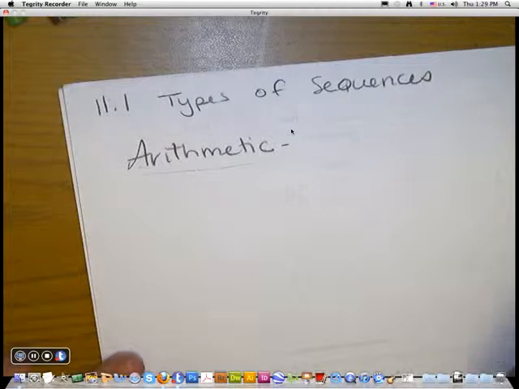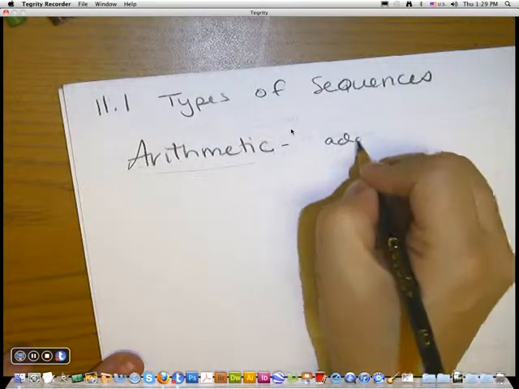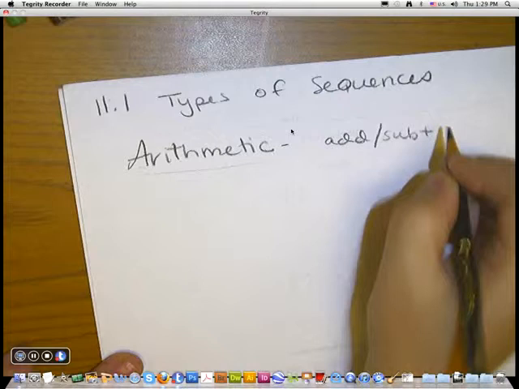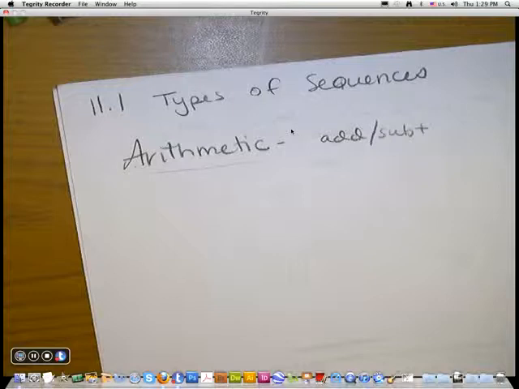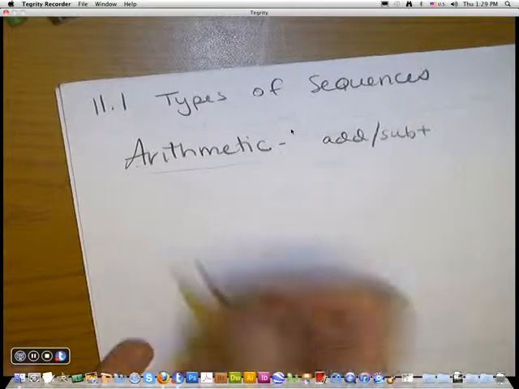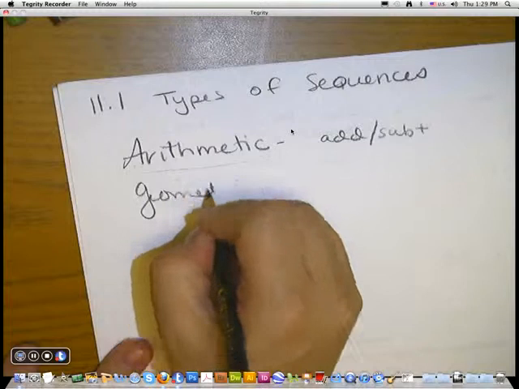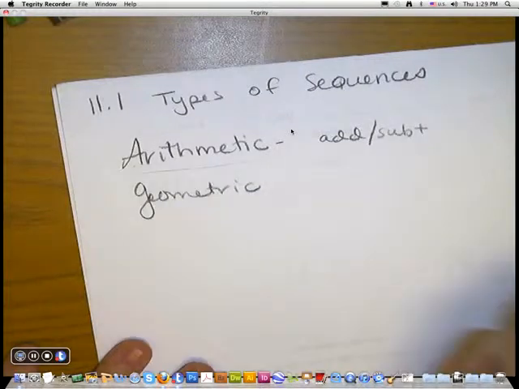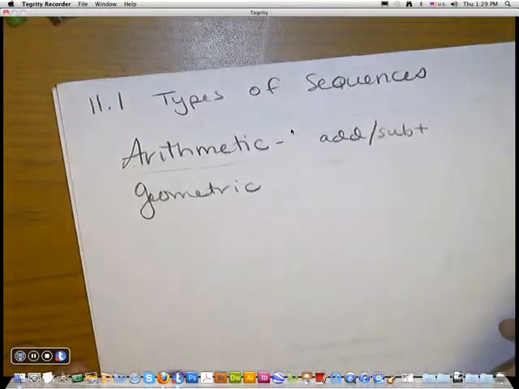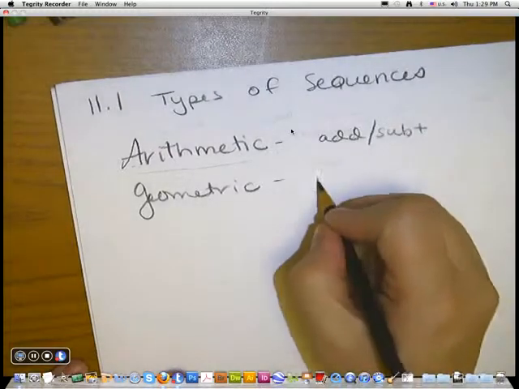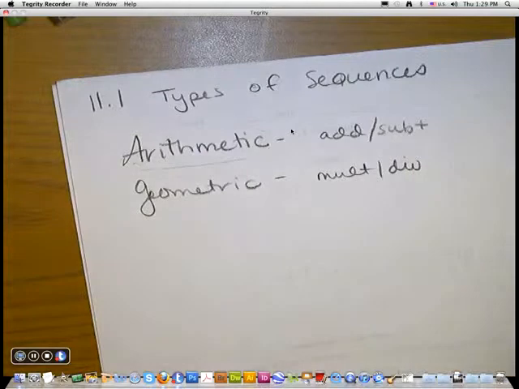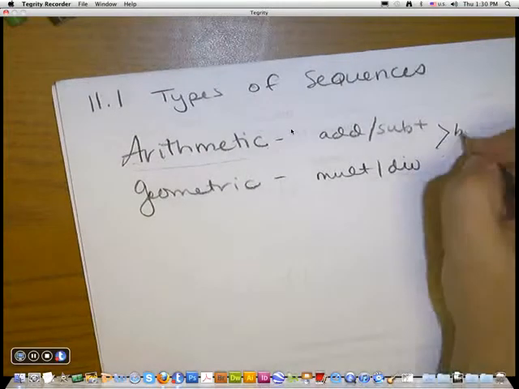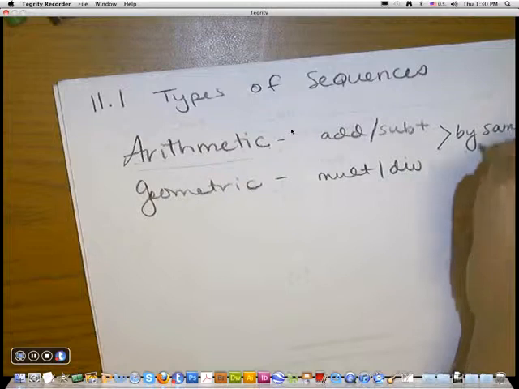But an arithmetic sequence is an add or subtract sequence. It means it's always adding by the same thing, or it's always subtracting by the same thing. It's about finding a pattern. Then we have geometric. No funny story about geometric, it's just geometric. And there you're going to multiply and divide. The pattern will always be multiplying and dividing by the same thing.